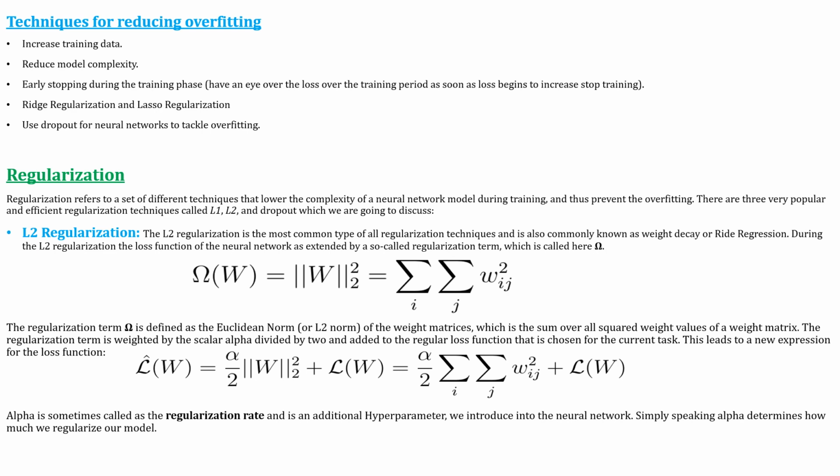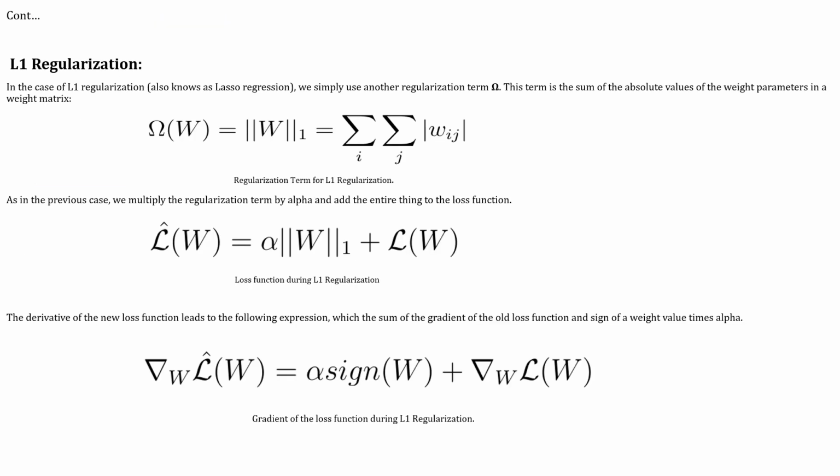So these are the techniques to reduce overfitting. First, you need to increase the training data, reduce model complexity, apply early stopping during the training phase, ridge regularization and lasso regularization, or you may say L1 and L2 regularization, use dropout for neural networks to tackle overfitting, or you can use weight decay methods. These are the things that you need to know to reduce overfitting.